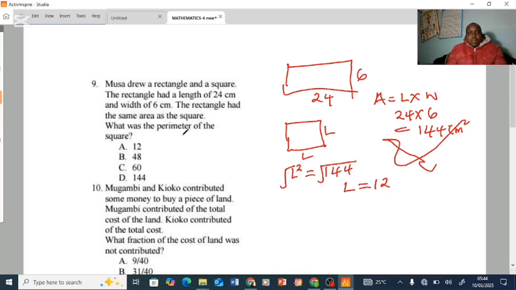Now, what will be the perimeter? Perimeter, you add all around. So this is 12, 12, 12, 12. That is 12 times 4. That will be 48 centimeters. The perimeter will be 48.